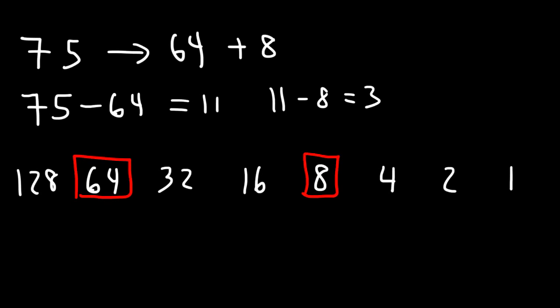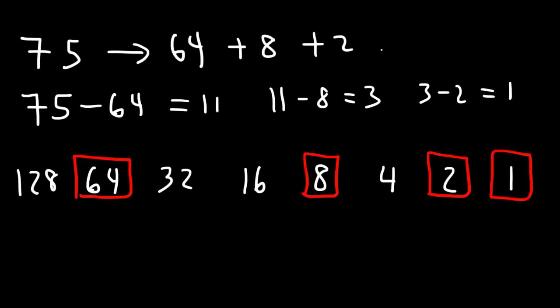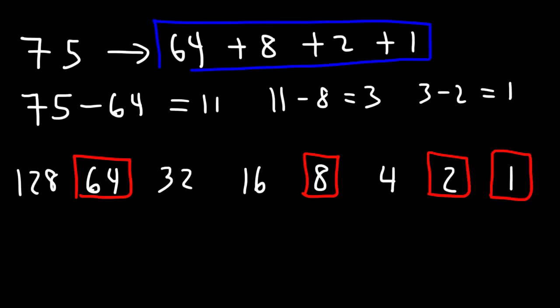So the next highest number just under 3 is 2. So let's put a 2 here. And 3 minus 2 is 1. So the next highest number is a 1, and we could stop here. Because if you add these numbers, 64 plus 8 is 72, and 72 plus 1 is 75. These four numbers add up to 75.